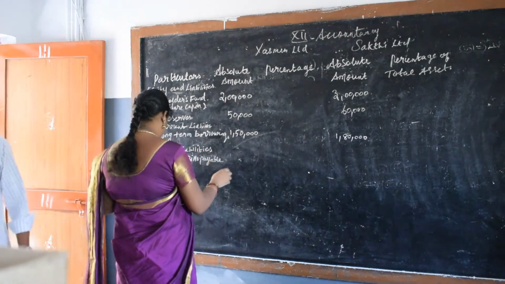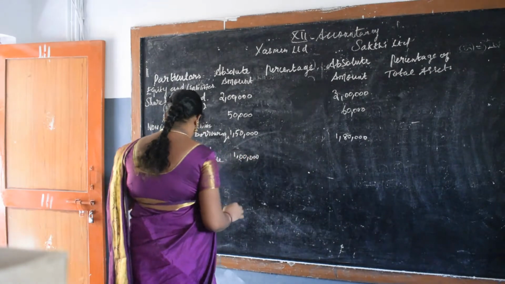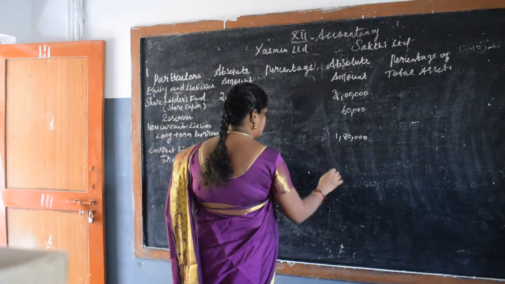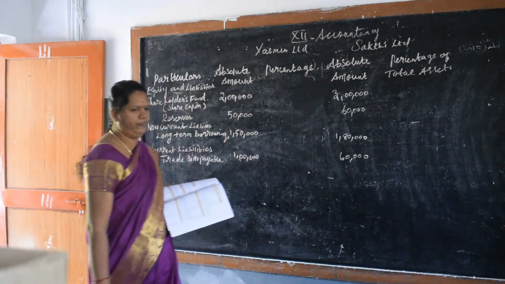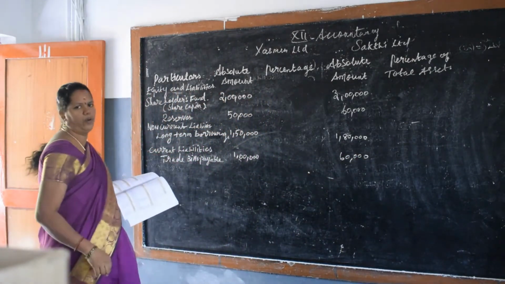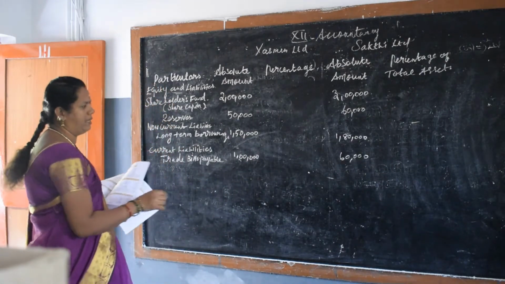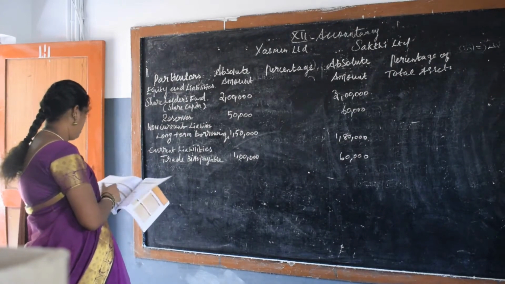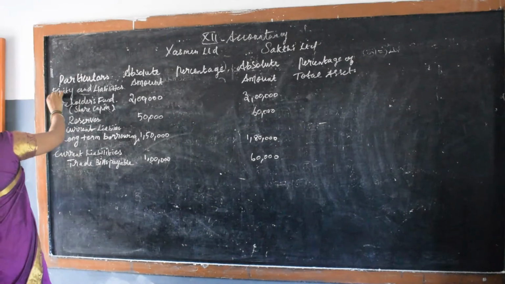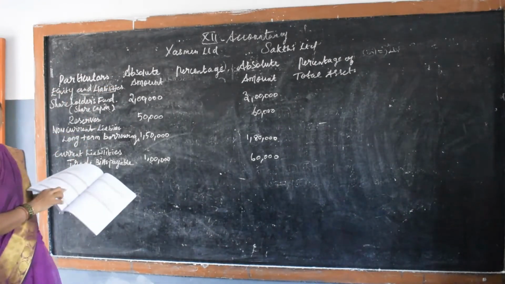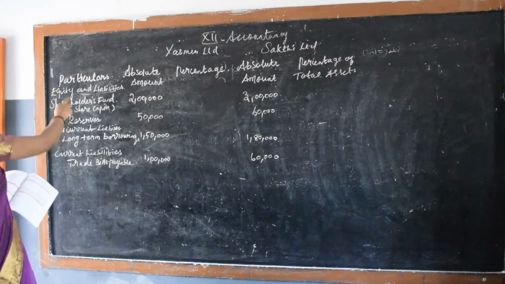Then trade payables is 1 lakh, and for Shakti Limited it is 60,000. It is a big problem and needs more space, so just observe what I am writing here. First we will find out only the equity and liabilities. In the next pages the sum continues, so first we will prepare the equity and liabilities.